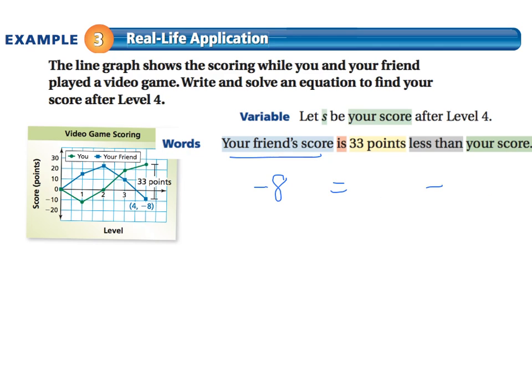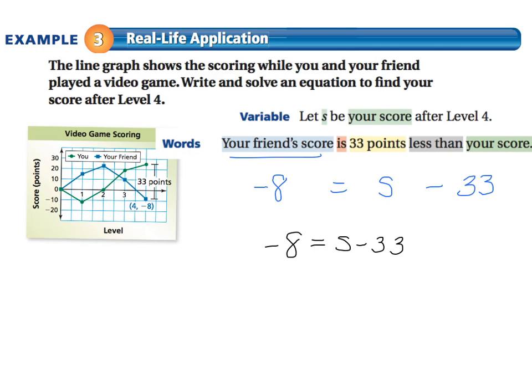I'm hoping that you see one of the biggest mistakes students make. If your friend's score is 33 points less than your score, that means it's 33 subtracted from S. So S is your score. 33 less than that would be S minus 33. So your equation is going to be -8 equals S minus 33.